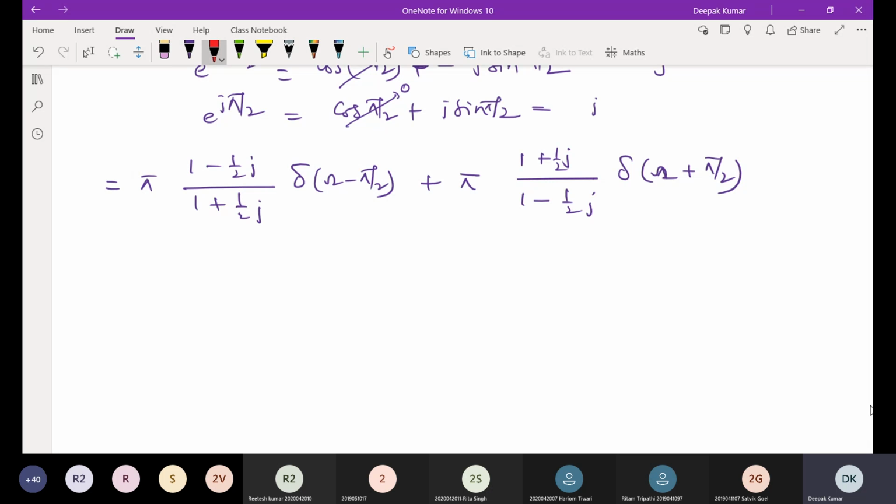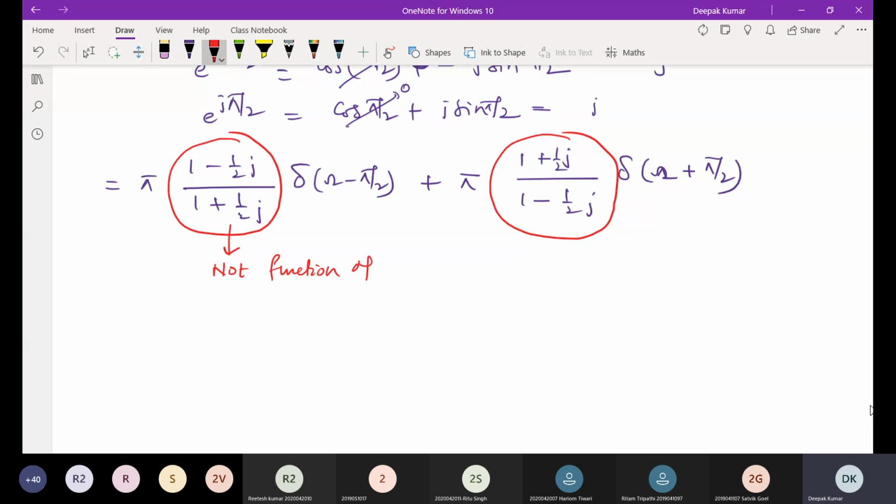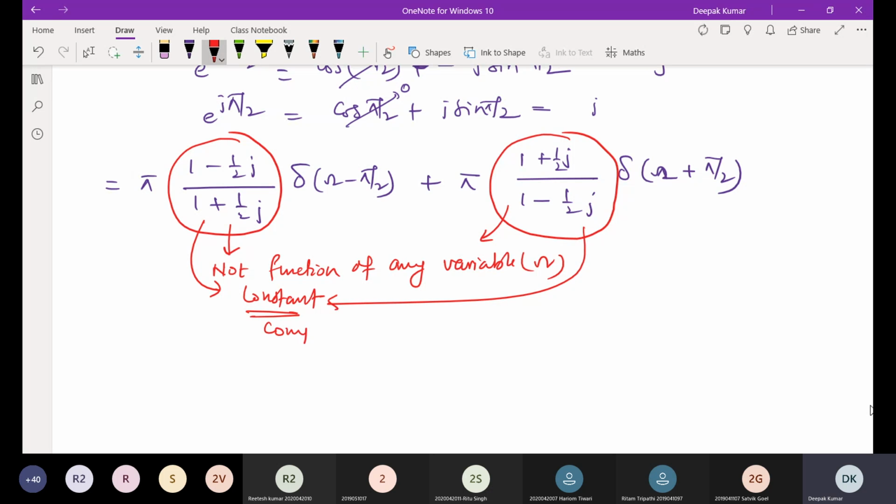Now see these two terms. This is one term, and in this term there is no omega. This is not a function of any variable, so it is a constant. This is also constant, but it is complex. So it will have magnitude as well as phase. So try to represent these two terms in the form of magnitude and phase.